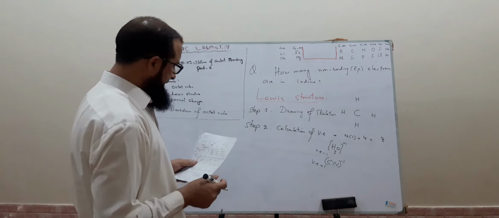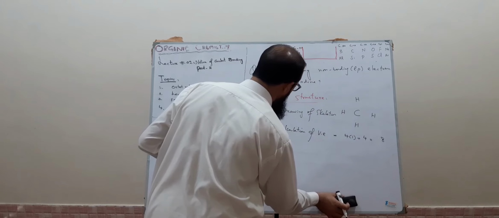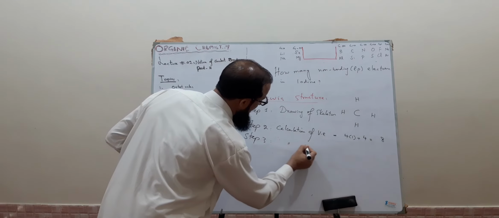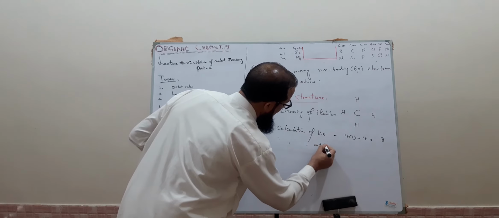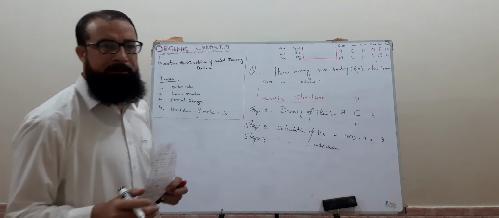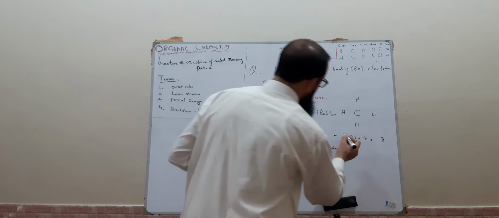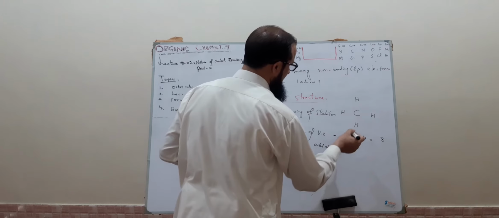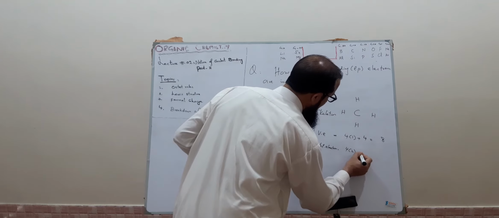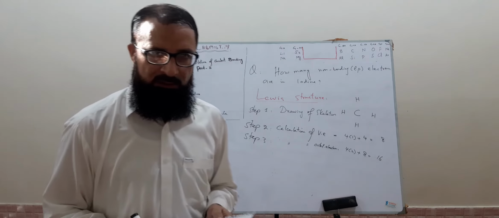The third step is the calculation of octet electrons. Octet electrons, you already know, make the complete shell of an atom. So per hydrogen we have 2 octet electrons, so 4 into 2 plus 8. So the total number of octet electrons is 16.